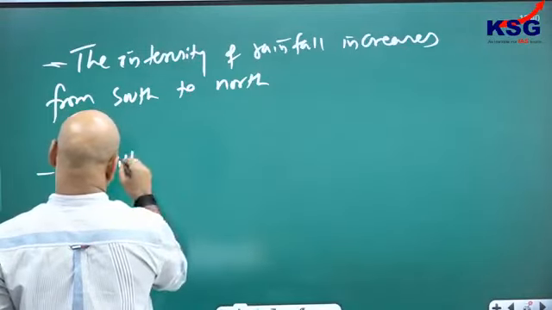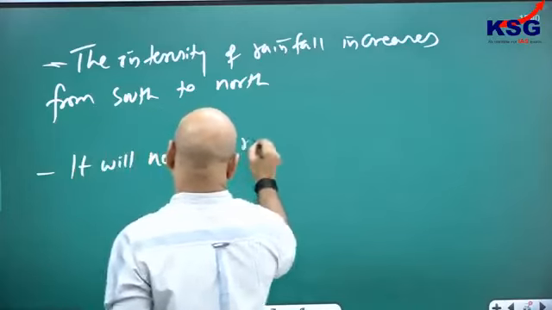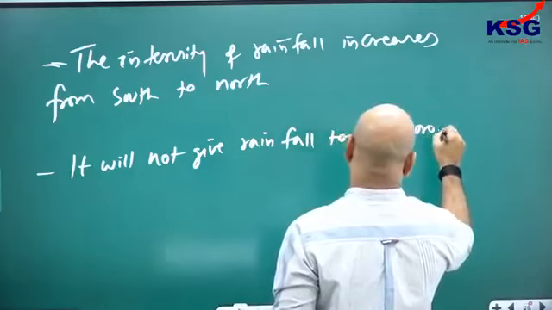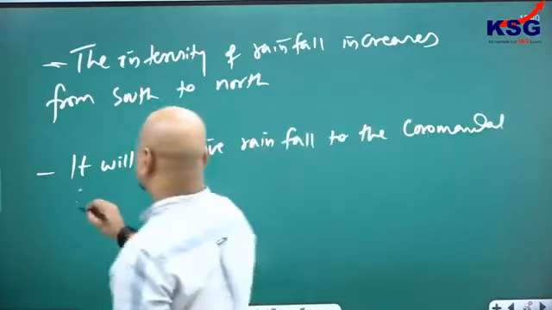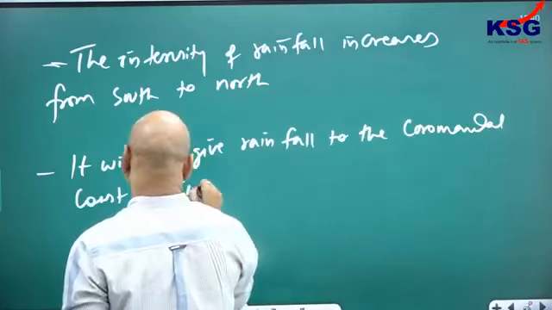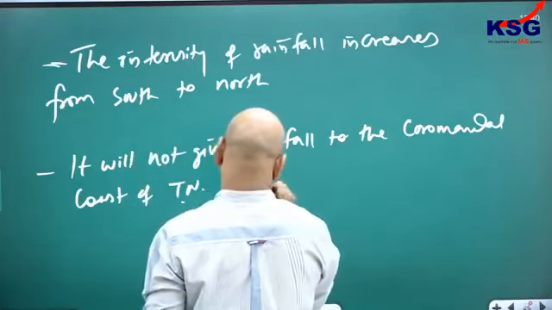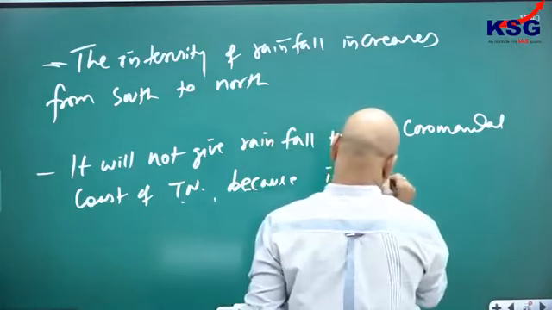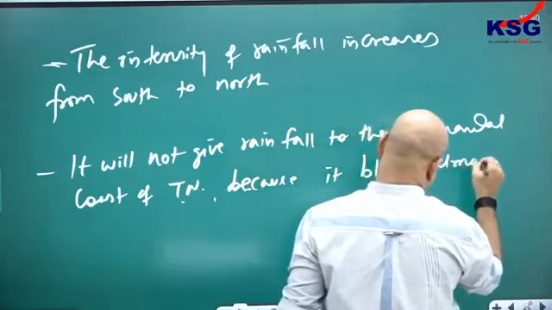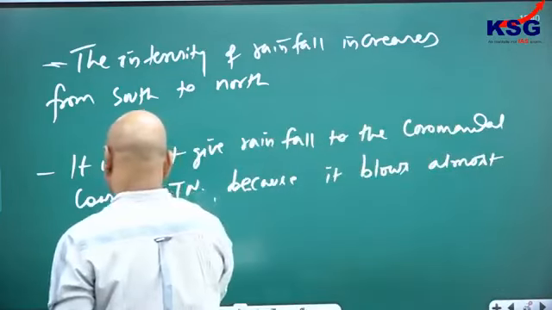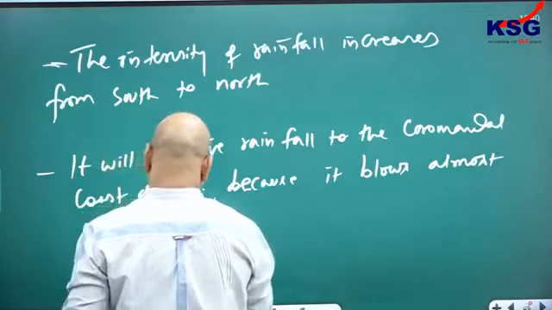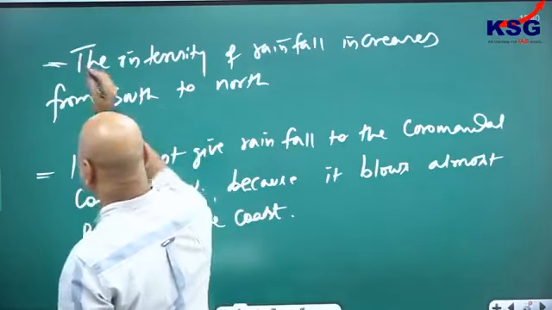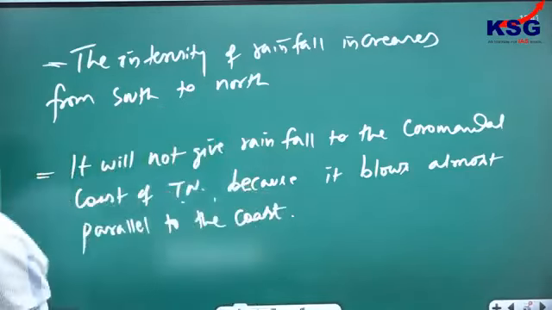It will not give rainfall to the Coromandel coast of Tamil Nadu because it blows almost parallel to the coast.